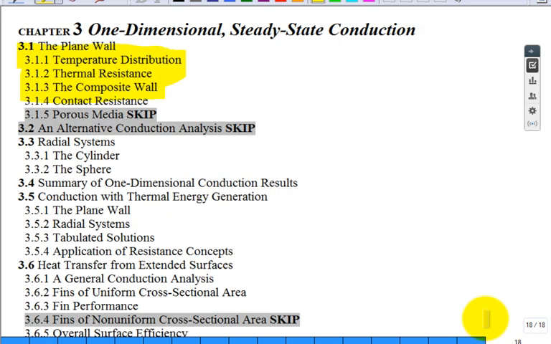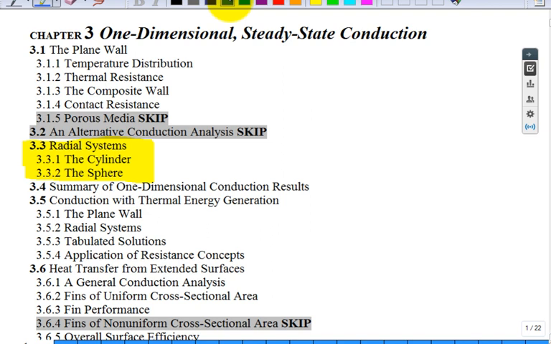I'm going to say that this section we just finished is the first part of this Chapter 3. We need to move into now the radial systems. Okay? So I'm going to jump over to another slide. Let's jump into now the radial system. What do you mean by radial? Cylindrical and spherical coordinate systems.